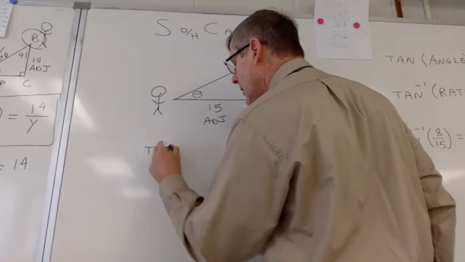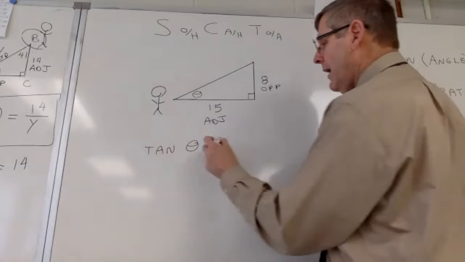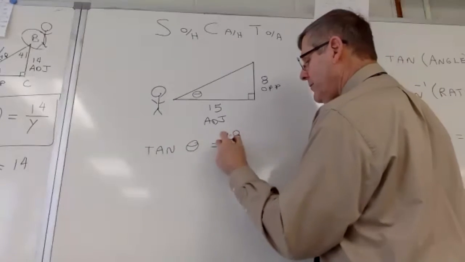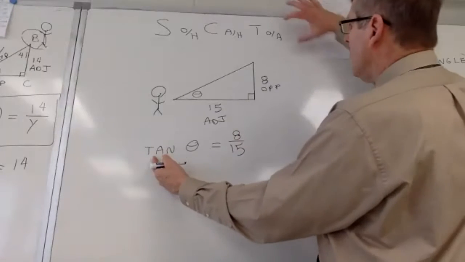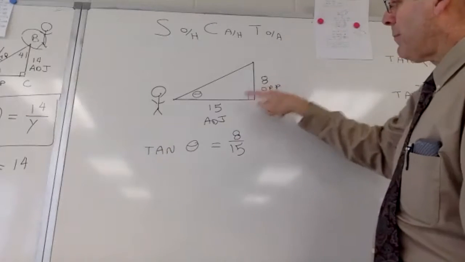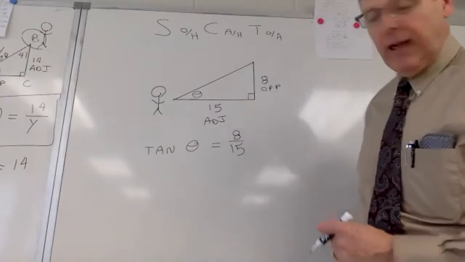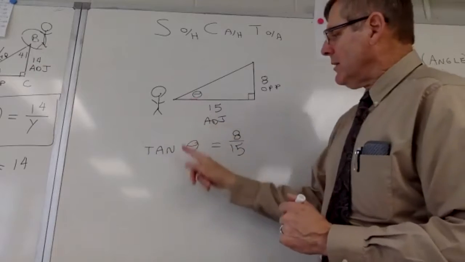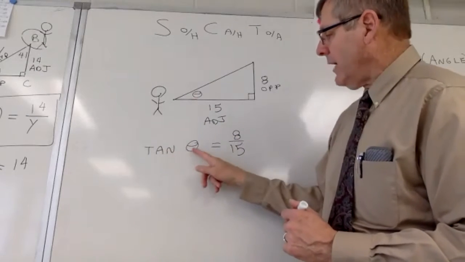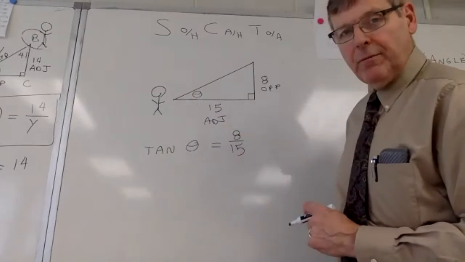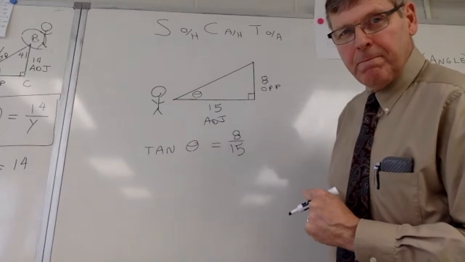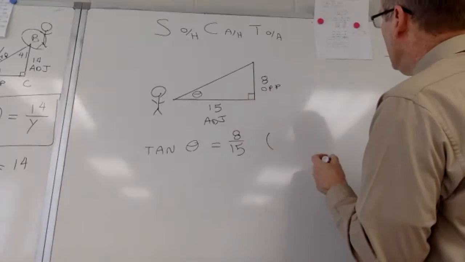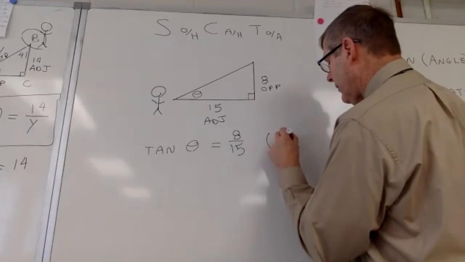So can I write this? The tangent of my angle that I'm trying to find is what? Is 8/15, right? Because tangent is this ratio, opposite over adjacent. Opposite over adjacent is 8/15. Do you think I'm okay to write that? If I knew what this angle was, couldn't I say the tangent of that angle is 8/15? Would everybody agree with that? Yes. Okay, if you put 8/15 in your calculator, I think you get around 0.533.